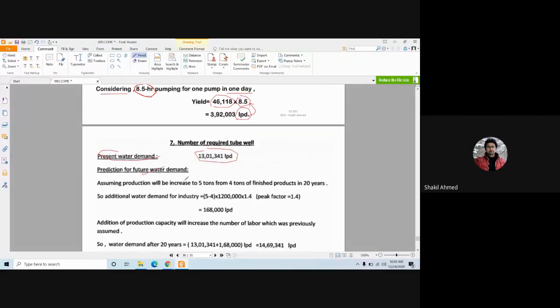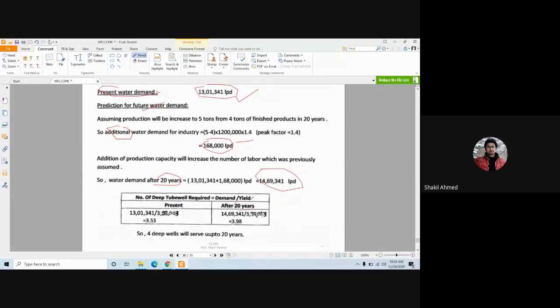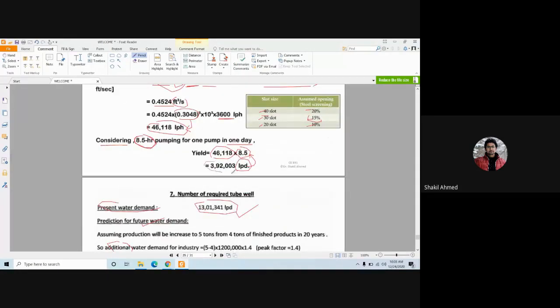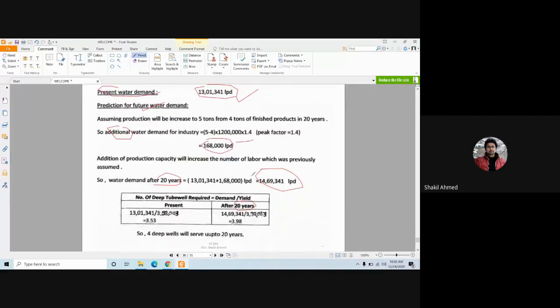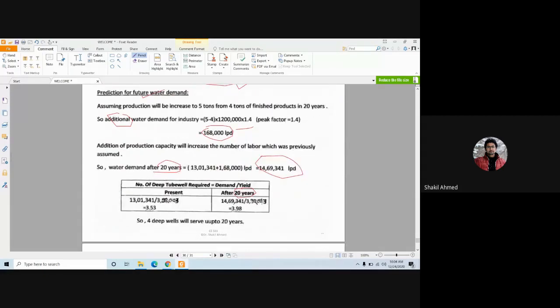Now, for example, we have the present water demand 13 into 10 to the 5 liter per day, and in future we'll have 168k liter per day additional after 20 years. That means after 20 years, our total demand will be this plus this. How many pumps would you require? Your one pump makes this liter per day. To make 14 into 10 to the 5 liter per day, you have to divide by 3.92 into 10 to the power 5. And that makes 3.98.